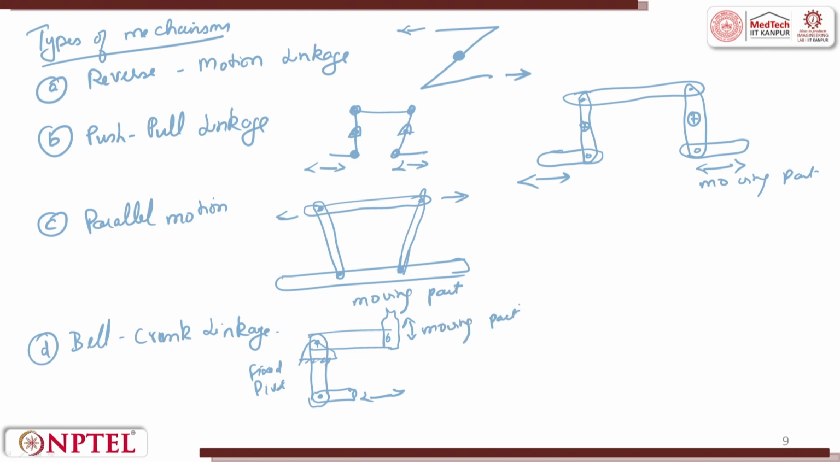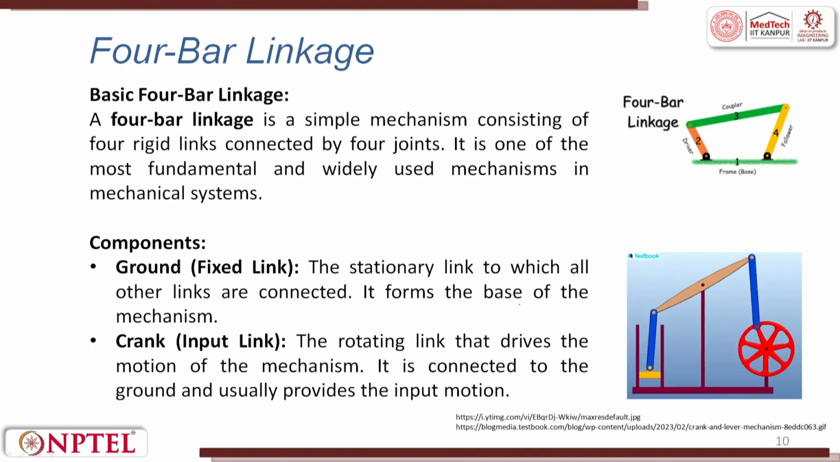So, these are some of the moving parts. These are some of the mechanisms or linkages which I thought I will give you, and each of them has examples. Now, let us understand the 4-bar mechanism. In a 4-bar mechanism, you will have a frame at the base, then a driver which drives the entire circuit, a coupler which links between these two, and then a follower. Based on this motion, you will see A moving up and down. It is a simple mechanism consisting of 4 rigid links connected by 4 joints. It is one of the most fundamental and widely used mechanisms in mechanical engineering.